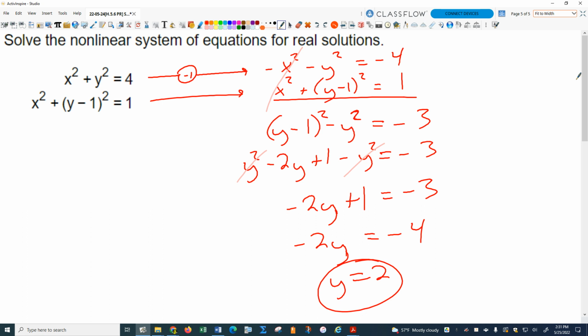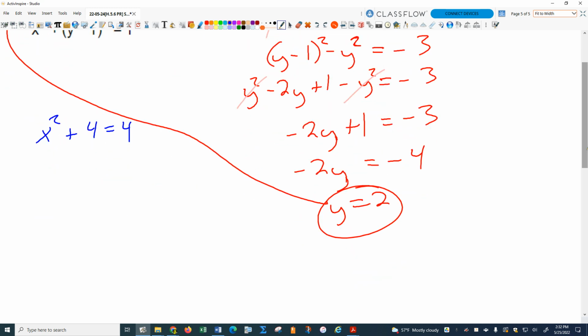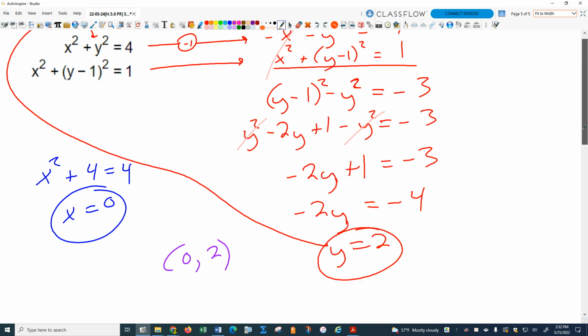If y equals 2, plug it in there, and we get x squared plus 2 squared equals 4. So what's my solution? What's x equal to? 0. Yeah, I get x squared equals 0. So x equals 0. So I only get a single ordered pair this time. I just get the ordered pair 0, 2. Okay, that's kind of strange.